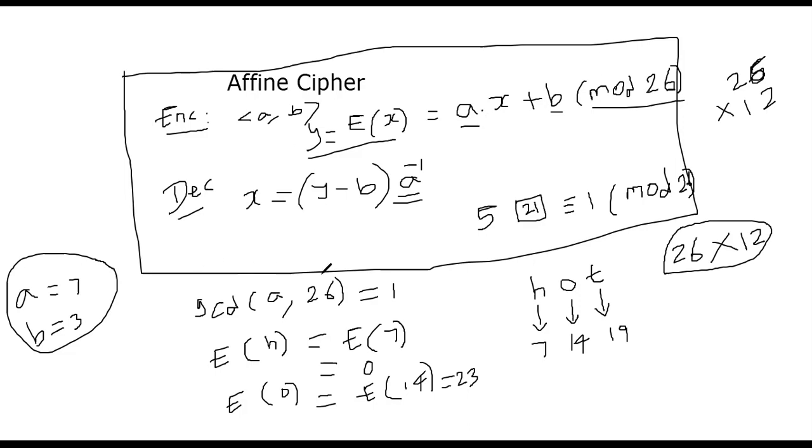Later I will prove why the GCD of A and 26 has to be 1 for decryption to be successful, and also to have the function y equals ax plus b be a one-to-one function. Remember, we need a one-to-one function, otherwise you can't successfully decrypt. Okay, thank you for your attention. That's all.